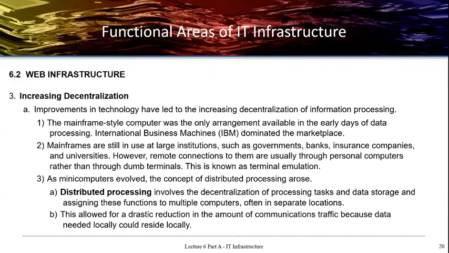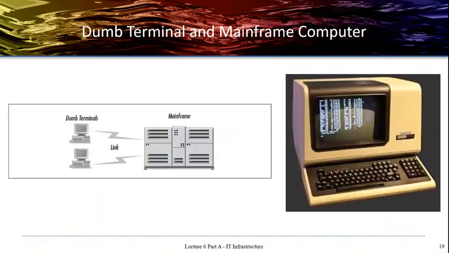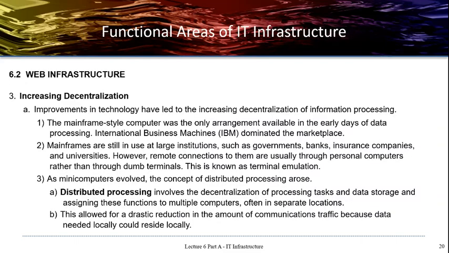Then you have this web infrastructure. There was an increase in decentralization with the network. Improvement in technology has led to increasing decentralization of information processing. The mainframe style computer was the only arrangement available in the early days of data processing. IBM, which stands for International Business Machines, dominated the market. Mainframes are still in use at large institutions such as government, banks, insurance companies, and universities.